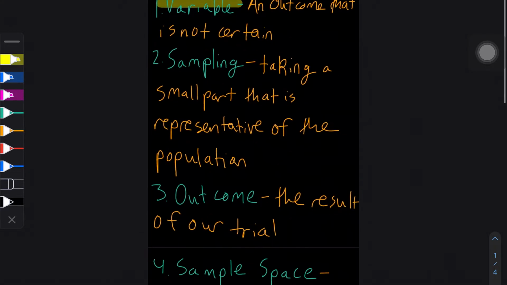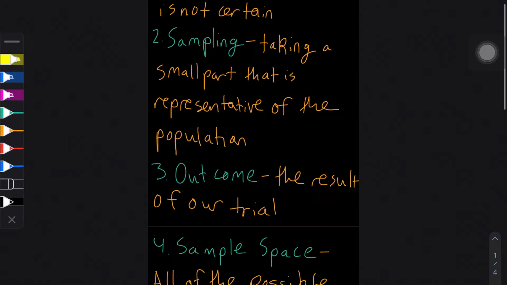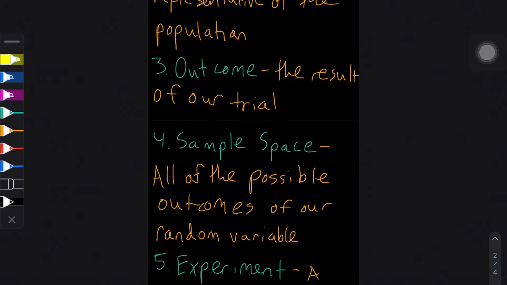The second one is sampling, and that is taking a small part that is representative of the population. That's when we want to work with a smaller group of the population that can still lead us to draw conclusions to the whole population from the sample. But it's a lot easier to work with a sample than the whole population of interest. The third one is outcome, and that's just the result of our trial. That one, you probably know that one already.